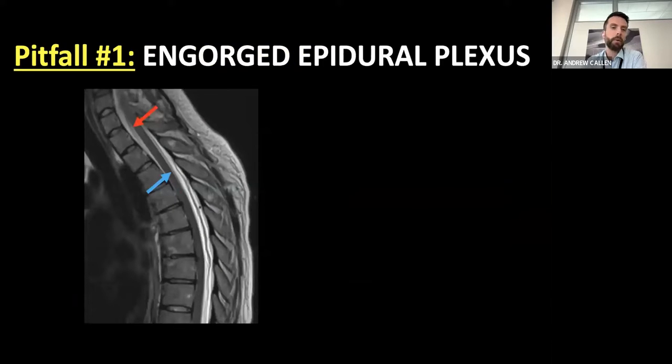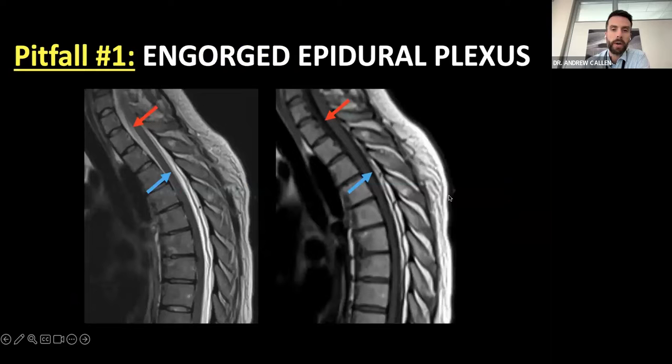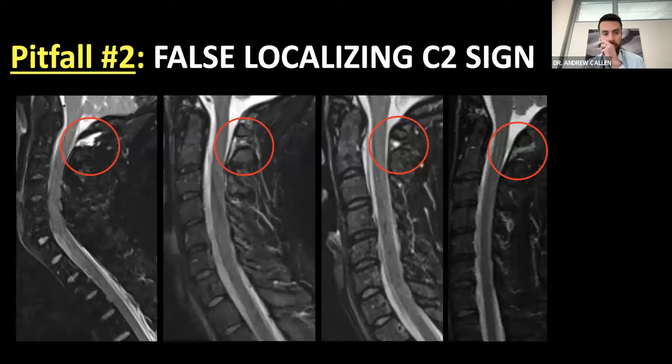There are pitfalls when you look at the MRI of the spine when you're trying to characterize a leak. Here's one pitfall, an engorged epidural venous plexus on this T2 non-fat saturated image. The red is showing us that there is indeed a ventral epidural fluid collection, but the blue arrow is showing us that there's dorsal epidural venous engorgement. Remember, fat is bright on T2 non-fat saturated images. Important to remember that as well.